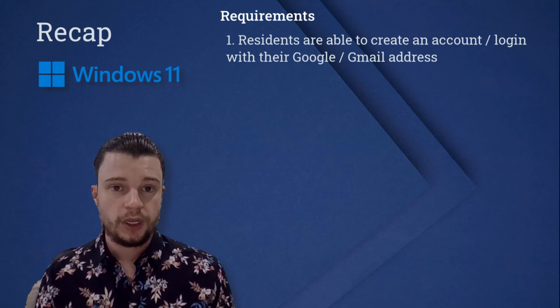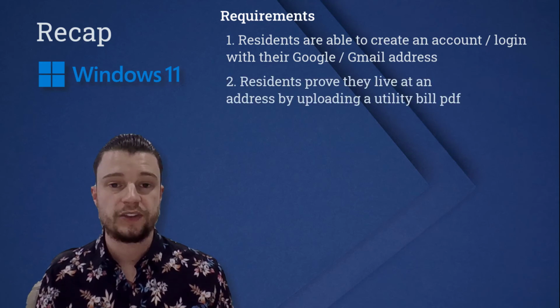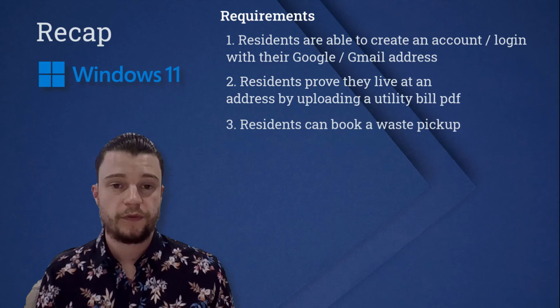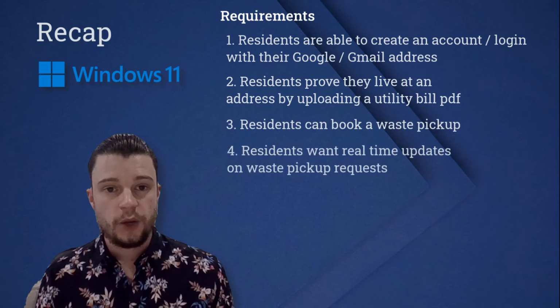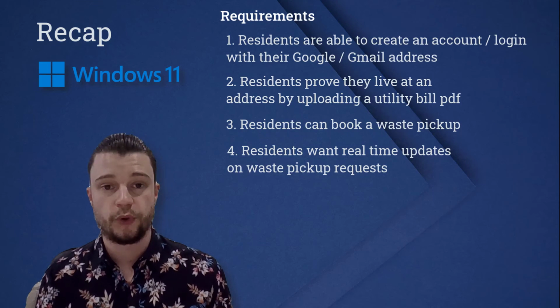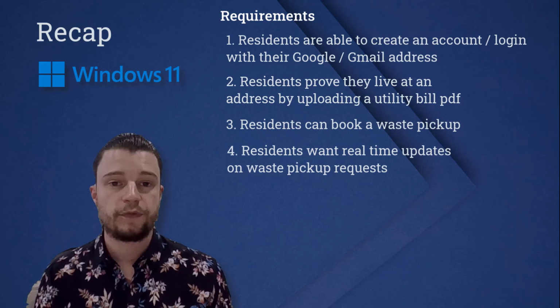Requirement number two, to prove that a resident lives in an address, they're going to upload a recent utility bill, which is going to be in the format of a PDF. Those are the first two requirements. Third requirement was that they should be able to book a free pickup for their waste. And then the fourth requirement, well, they want real-time status updates inside the Windows 11 app for those requests. So when they've been booked, or when they've been approved, they should get a notification and they should be all good to go. They should know when it's going to be basically picked up. So those are our four requirements.